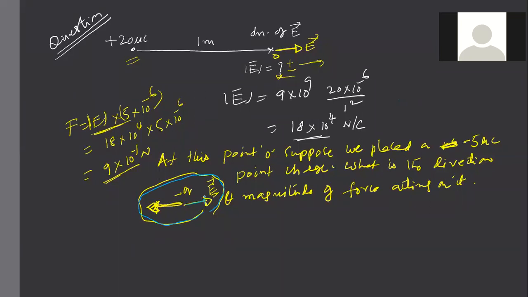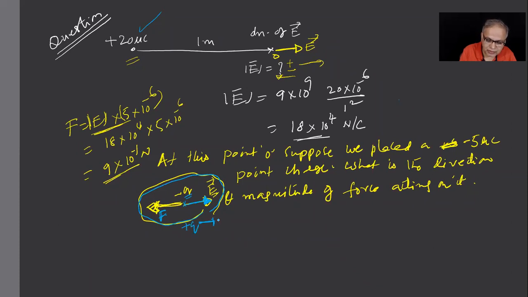This is E. Direction of E is like this for a positive charge. So at this point, if I place a minus Q, force will be this way, opposite to the direction of E. If I place a plus charge here, force on that will be this way, in the direction of E only. And the force will be simply mod E into that test charge. Force will be this mod E into this test charge. That's what I told. Okay, sir.